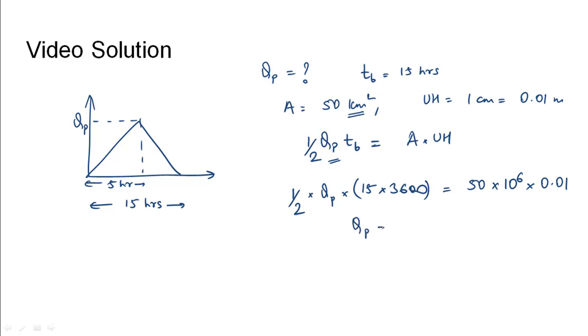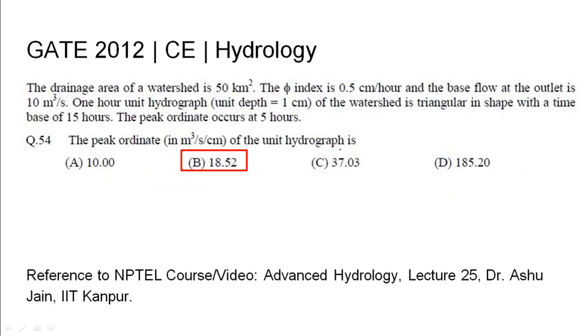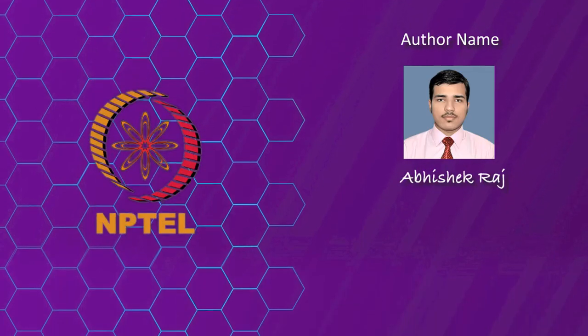So from this Qp will be obtained as 18.518 meter cube per second. This can be rounded off to 18.52 meter cube per second. So the P coordinate of the unit hydrograph was found out as 18.52, that is option B. The relevant NPTEL reference has been listed.